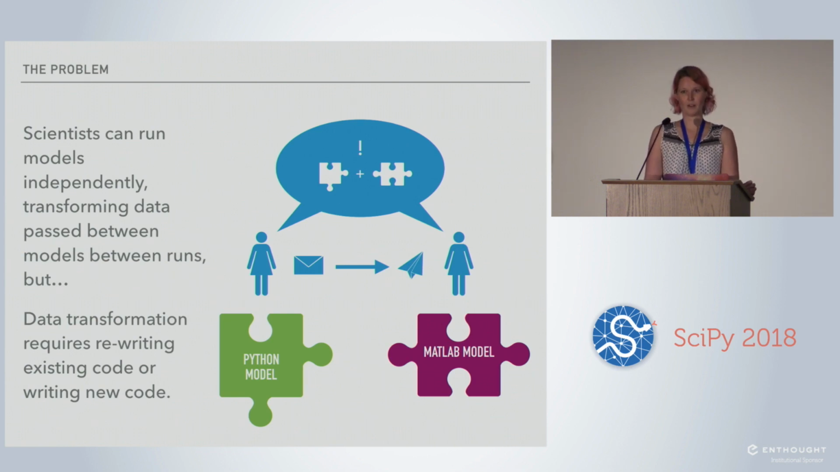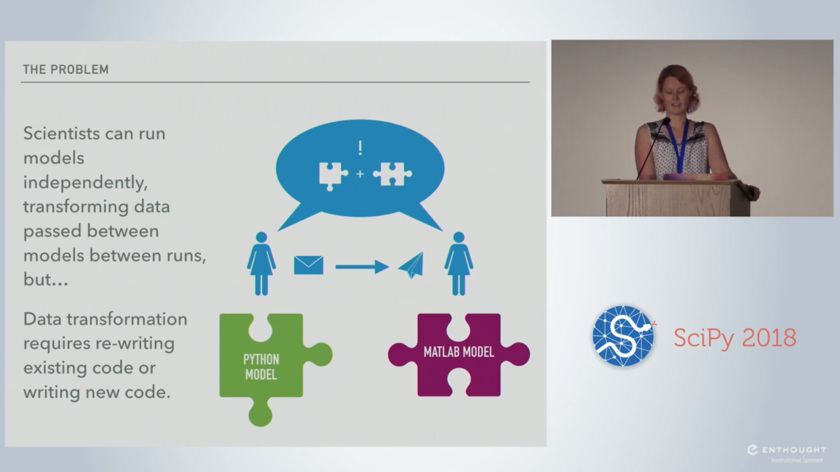Next, you could run one model and then transform the output into the format expected by another model and then run that model. Again, this requires writing code to do that data transformation often. These data formats are very domain specific, not often self-descriptive, so you don't know what units, you don't know what columns are in the data. And so this is really hands-on and requires a lot of time.